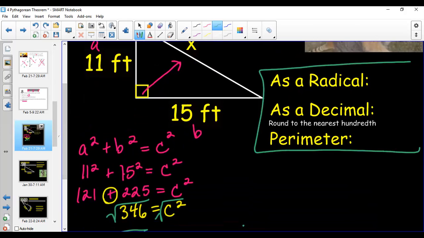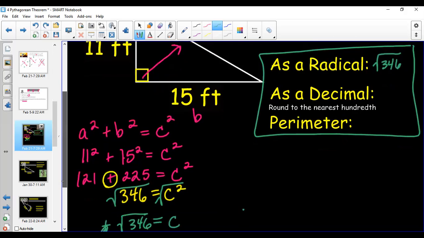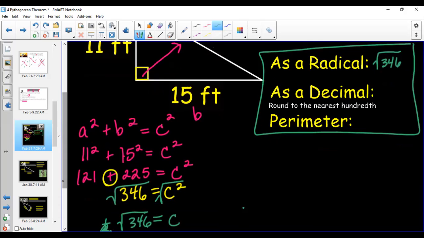If they are asking for a radical, if you remember, that is a square root. So my answer as a radical would be the square root of 346. If they're asking as a decimal, that's when you type it into your calculator. That would give us 18 point 601. Now this says to round to the nearest hundredth. I put 3 down because I'm looking at hundredth.